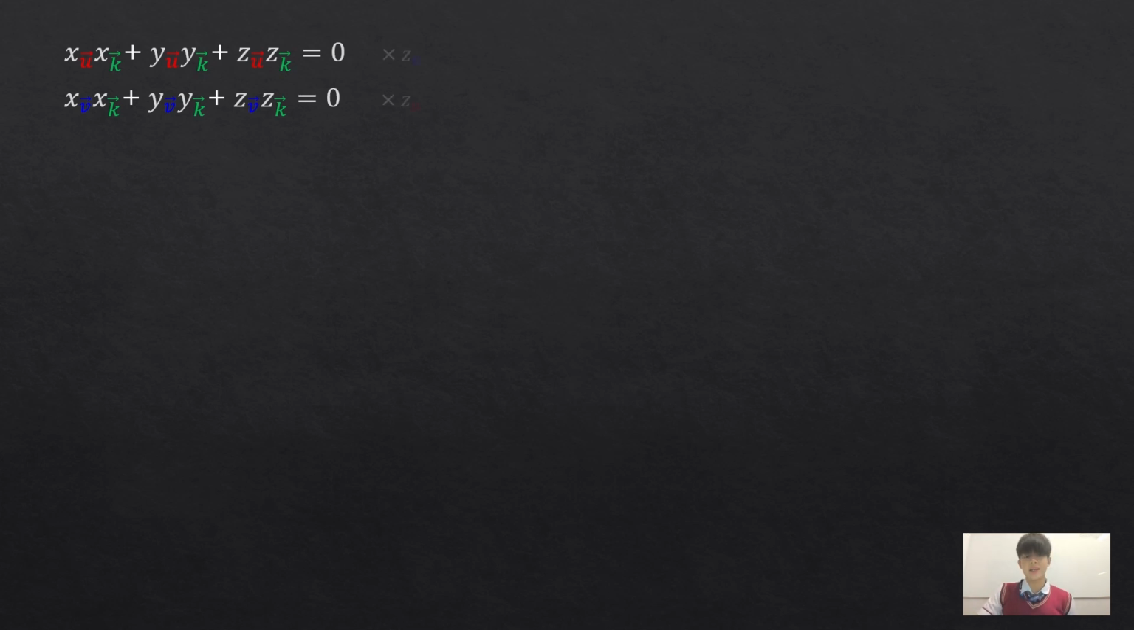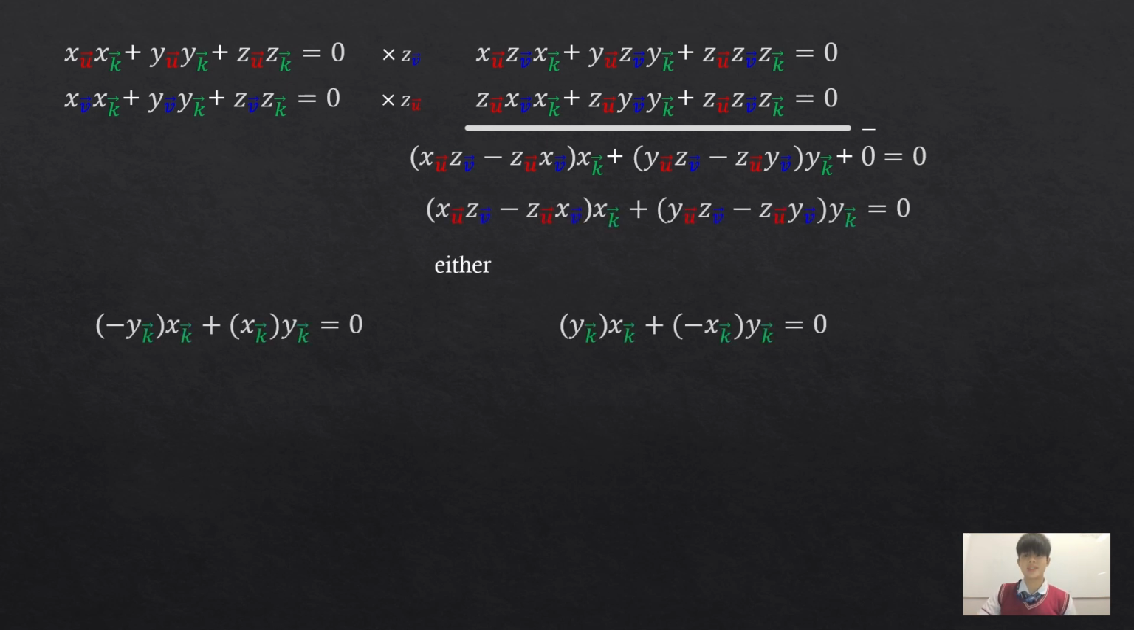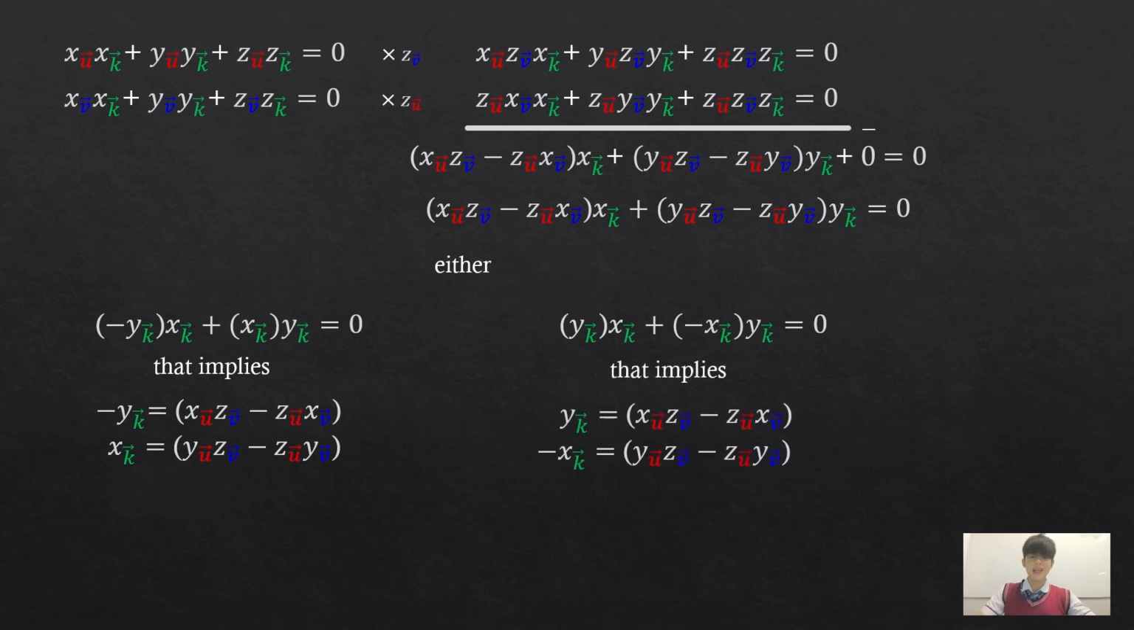First, we will eliminate the z component of the coordinate to simplify the equation. To make this equation valid, there are two possible conditions we can use, and both are correct. The first condition states that minus yk equals xu zv minus zu xv, and xk equals yu zv minus zu yv. While the second condition states that yk equals xu zv minus zu xv, and minus xk equals yu zv minus zu yv.